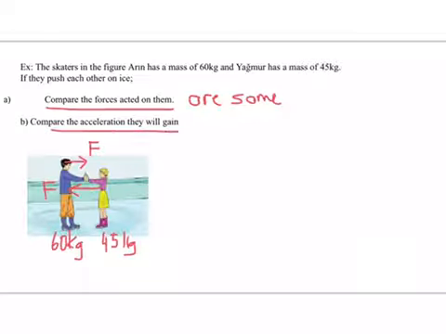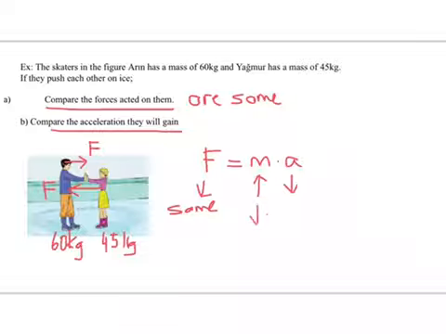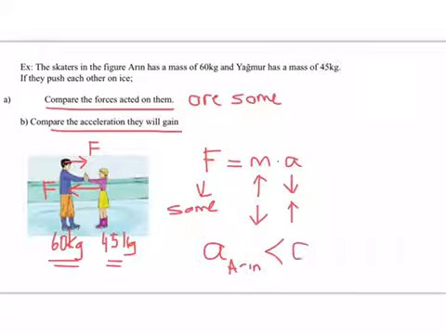When I compare the accelerations they will gain, as F is equal to mass times acceleration, they are under the influence of the same forces. So as mass is bigger, the acceleration will be smaller. As mass is smaller, the acceleration will be bigger. So as the mass of Arun is bigger than the mass of Yağmur, I can say that the acceleration of Arun is smaller than the acceleration of Yağmur.